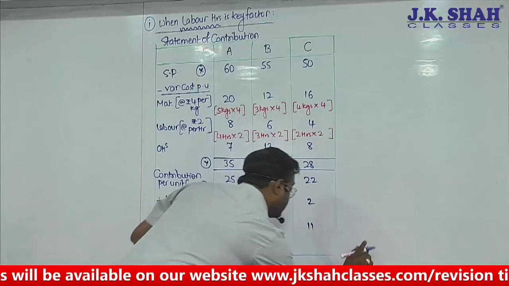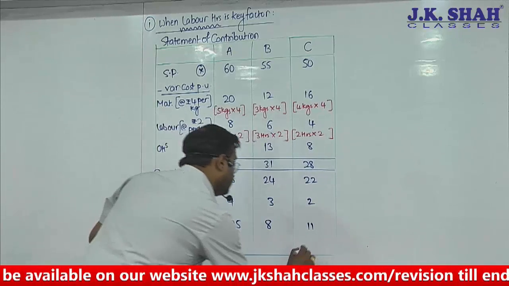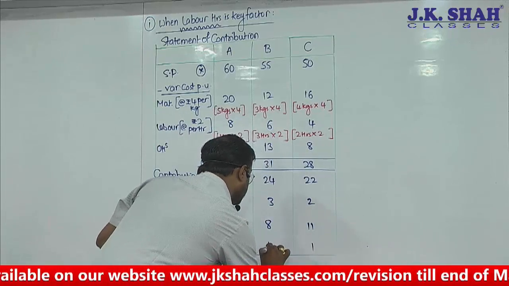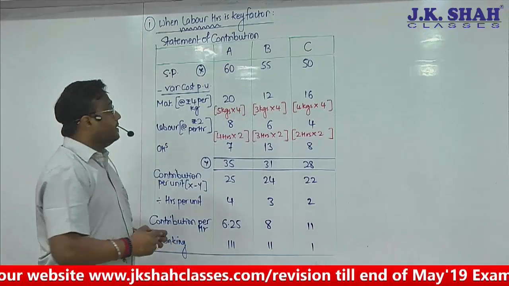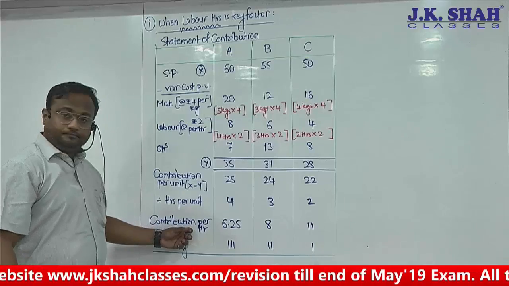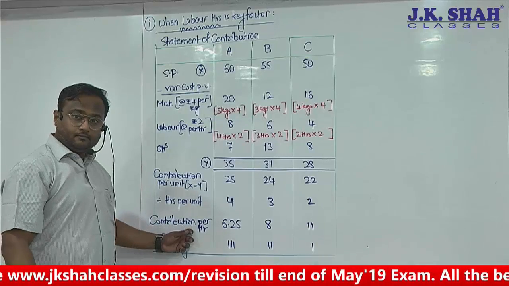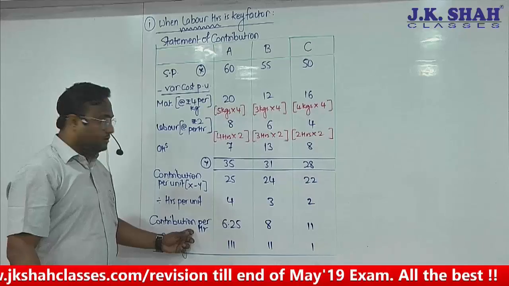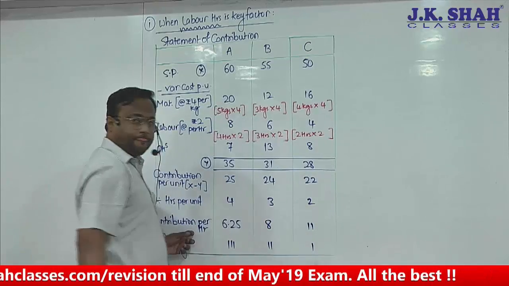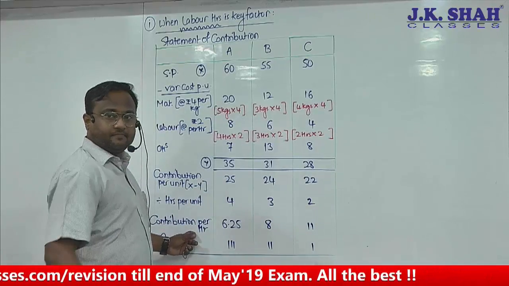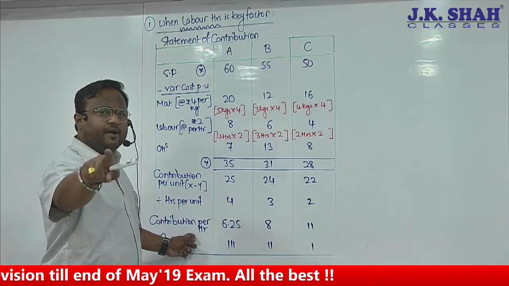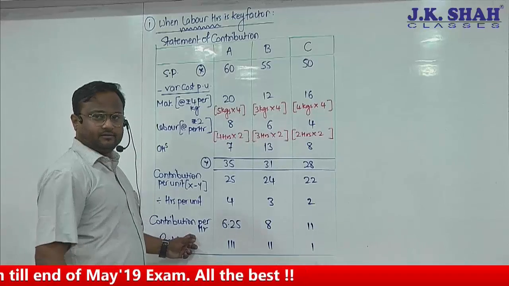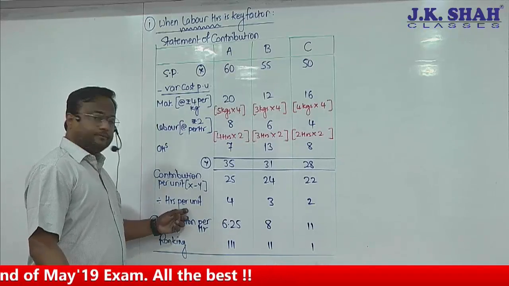Contribution per hour gives you a different ranking. It's 1, 2, 3. My contribution per unit was giving me a different ranking, but my limiting factor is time. If my limiting factor is time, time should be the base.